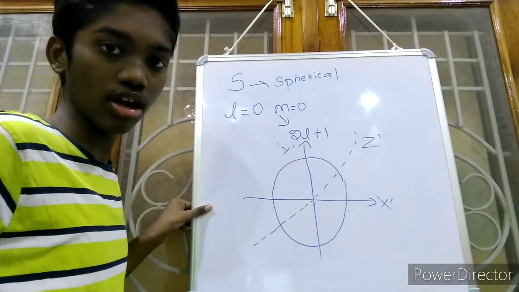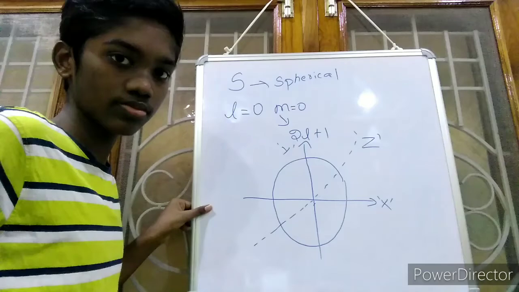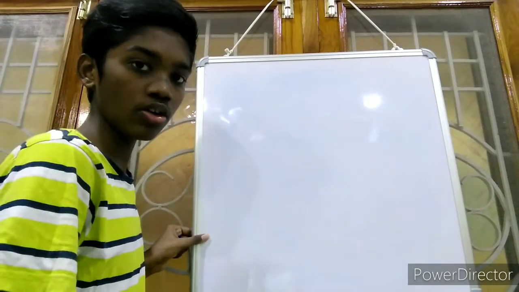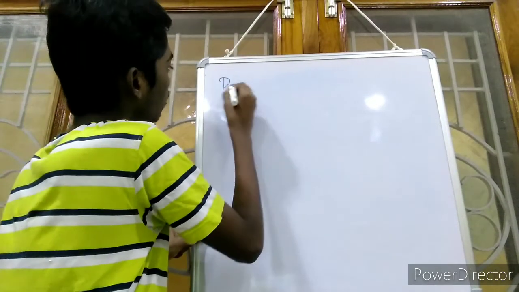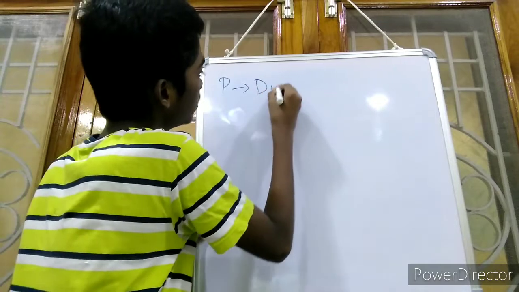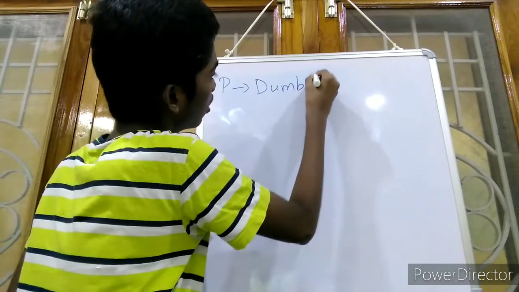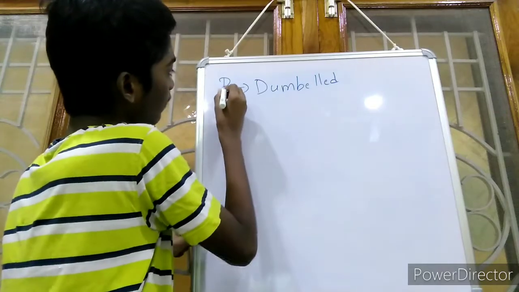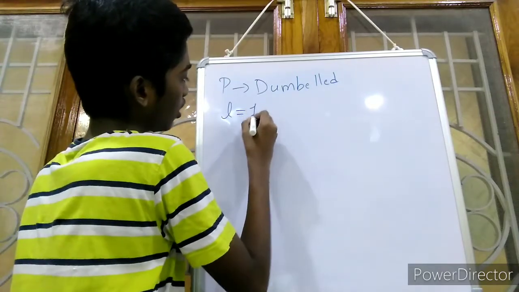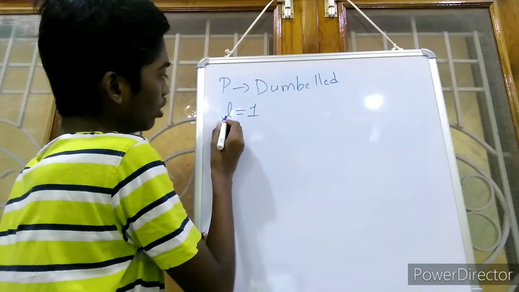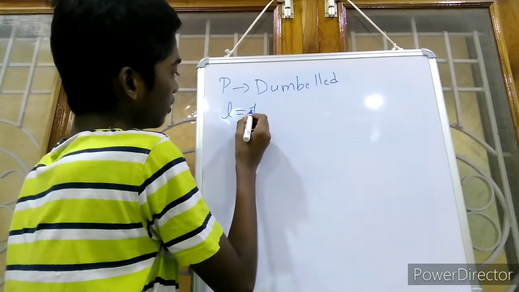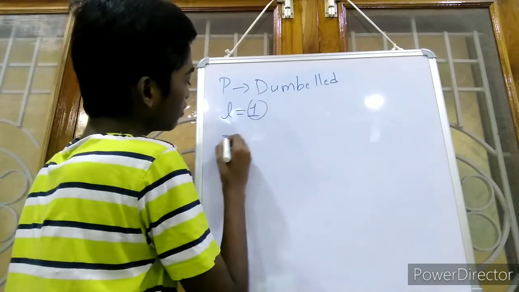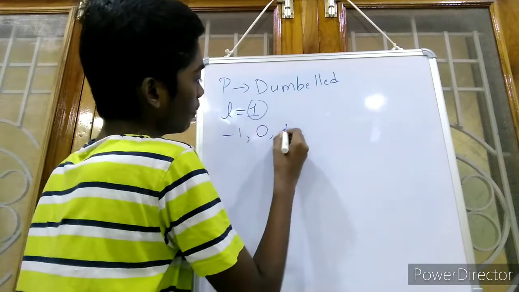Now coming to the structure of orbital P. We know that the shape of orbital P is dumbbell shape. We know that the value of L for orbital P is 1. We have to remember that the value of L for orbital P is 1. So we can write the M values as -1, 0, +1.